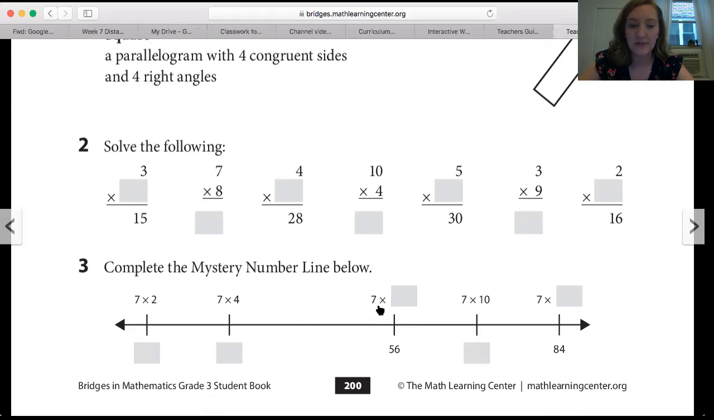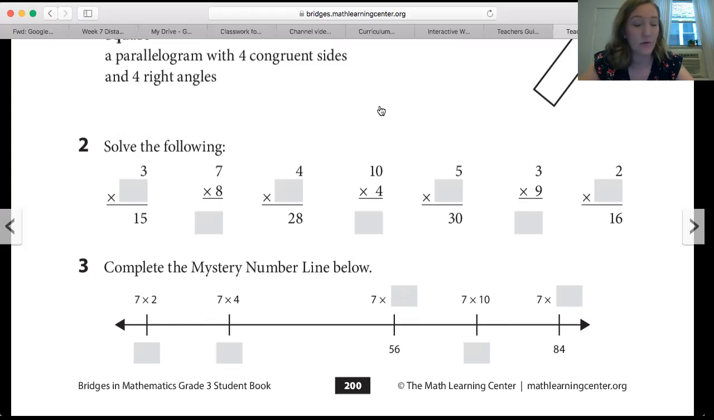Down here, we have a mystery number line. You're still just multiplying. What is 7 times 2? 7 times 2 is 14. Good job. Then you're going to fill in the answer here. 7 times what equals 56? What is 7 times 10? And 7 times what equals 84? That's a hard one. Okay, so take some time now, pause the video, and do all of this multiplication work now.